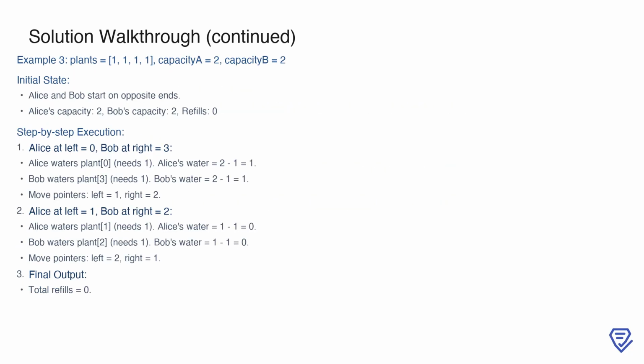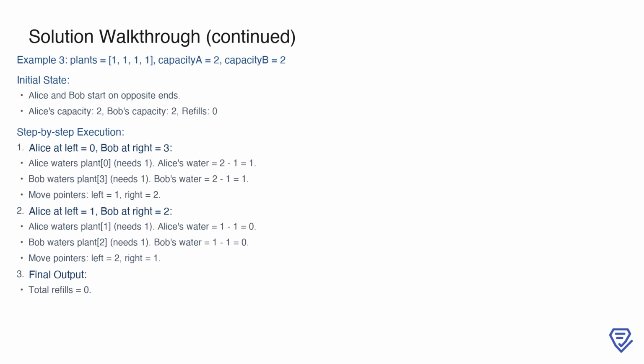In this third example, the plants have uniform water requirements, with each needing 1 unit. Alice and Bob each have a capacity of 2, so they both start with enough water to handle 2 plants without refilling. Alice waters the first plant, using 1 unit and leaving her with 1 unit. Bob waters the last plant, also using 1 unit and leaving him with 1 unit.